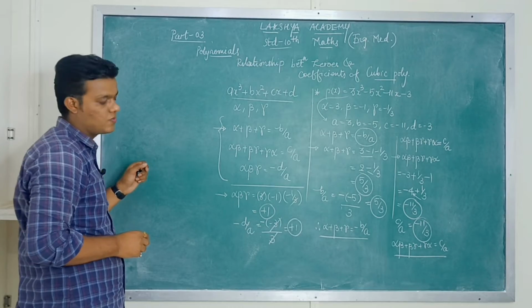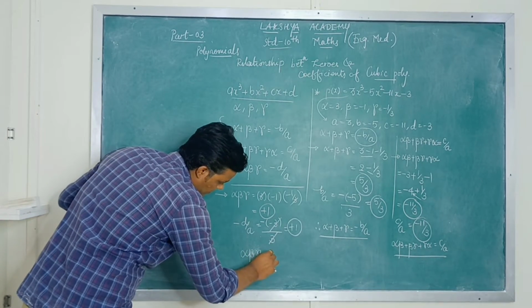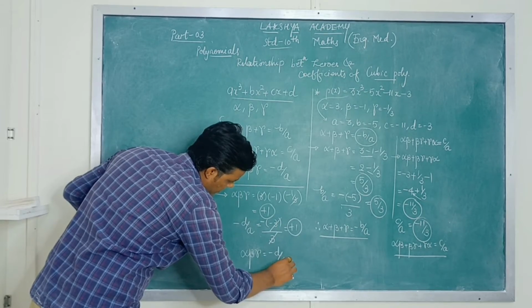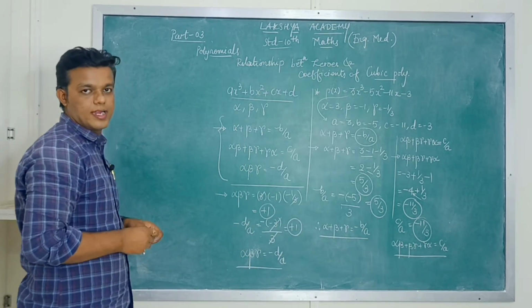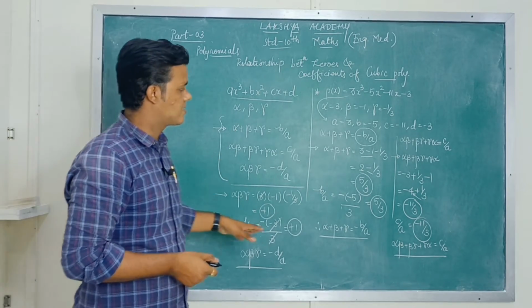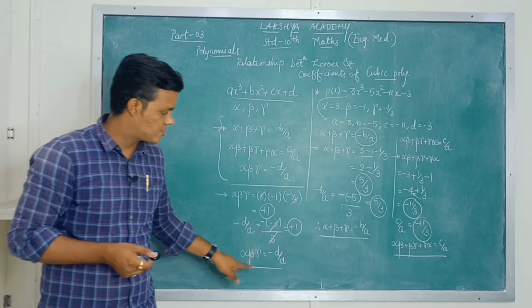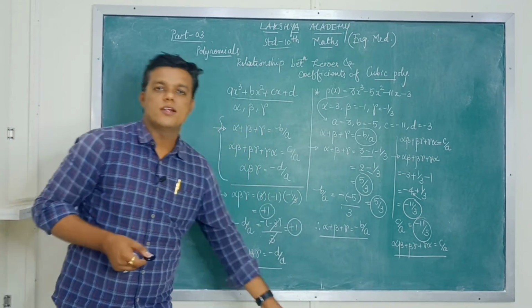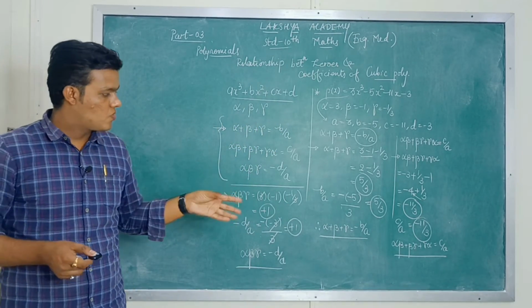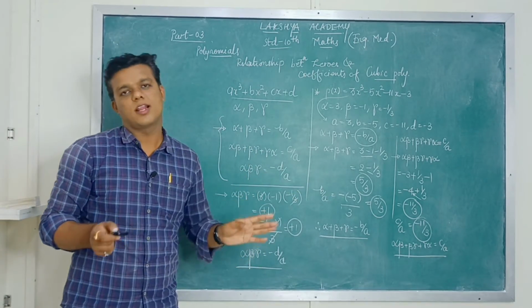Here it is true as well, so we can write alpha beta gamma equals minus D by A. Right, got it? We have seen the relationship, then we have seen an example related to this. Now questions may come on the basis of these relationships, where you will have to find the zeros or the coefficient, or the missing coefficient, missing zero, something like that.